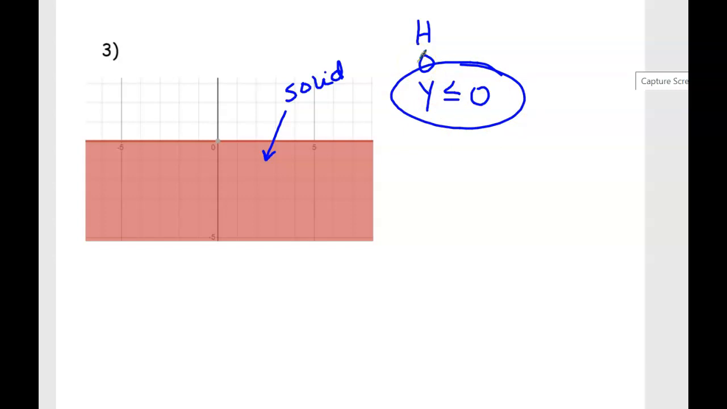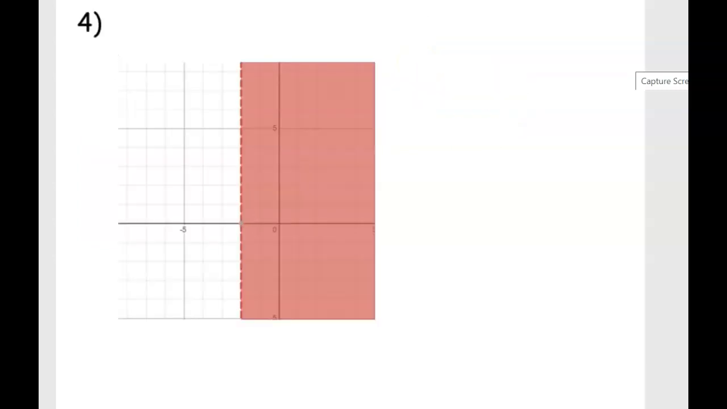Okay, and then looking at number 4, that's another special case, only it's a dashed line. All right, so it's a vertical line, so it's going to be x. So we're thinking of VOX, right? So it's a vertical line. Our x value is going to be -2. So this is just going to be greater than -2.